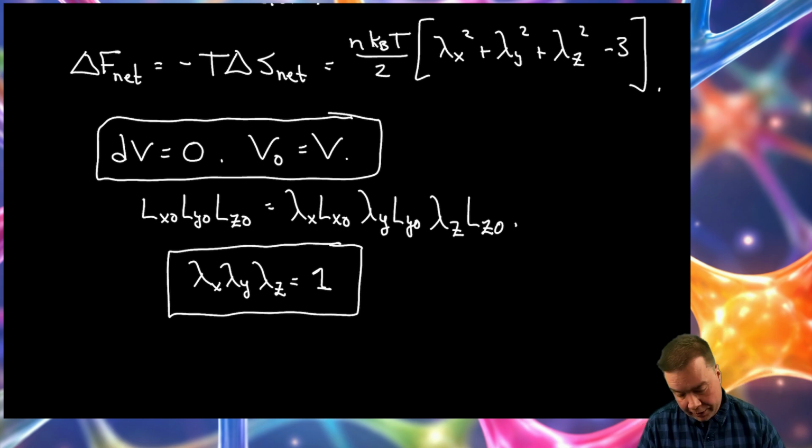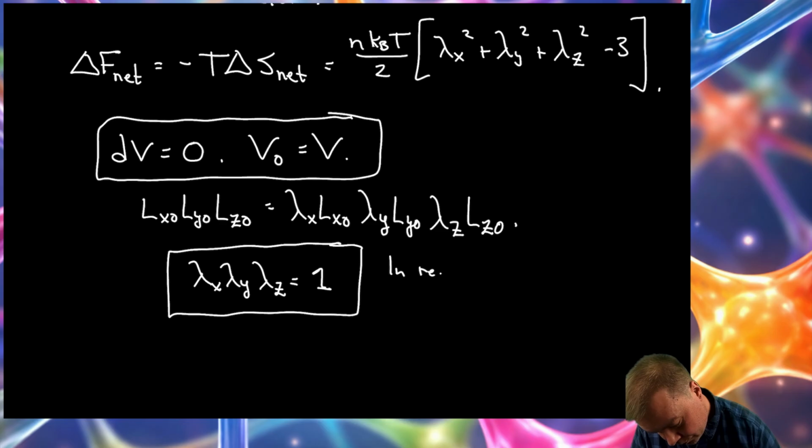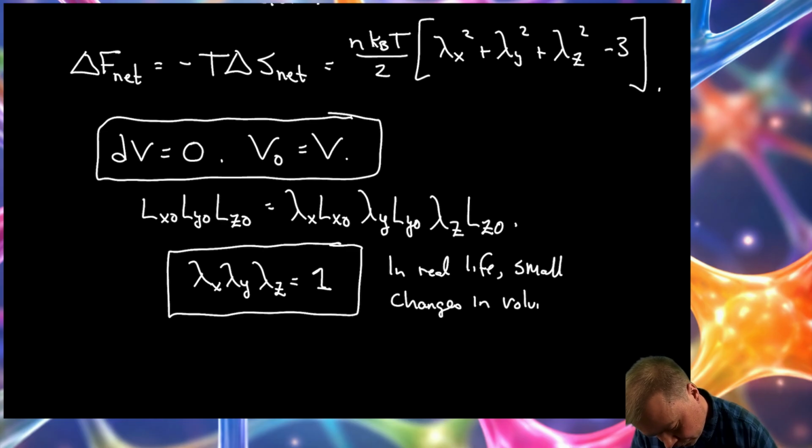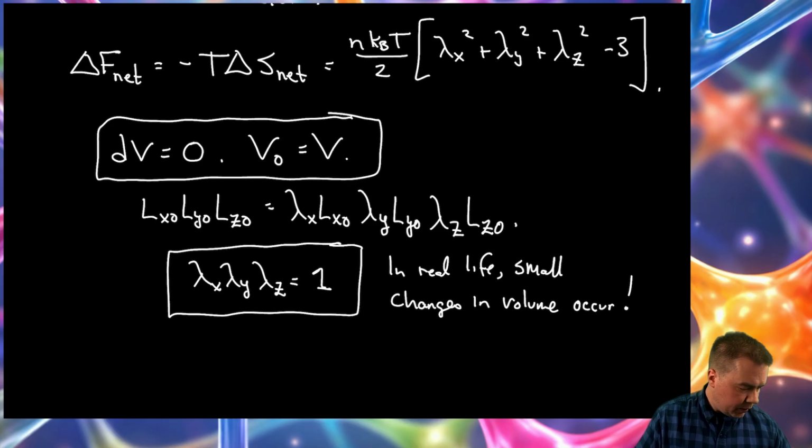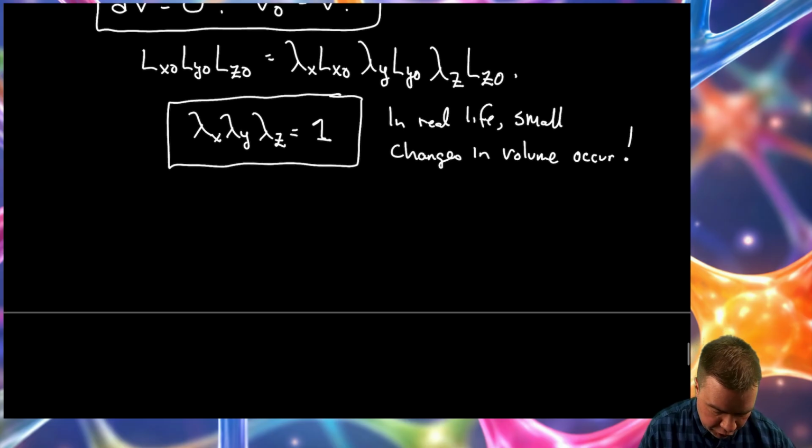And this is going to be the constraint we're going to use for our material. Now, I will say in real life, there are small changes in volume. Okay, so just keep that in mind. But they're small, okay? So they're not really affecting what we're talking about here. And so the very last thing to do in this video is we want to look at the case of uniaxial deformation. So we want to look at deformation in one direction.